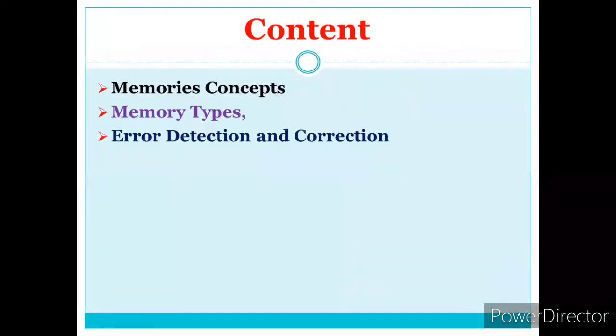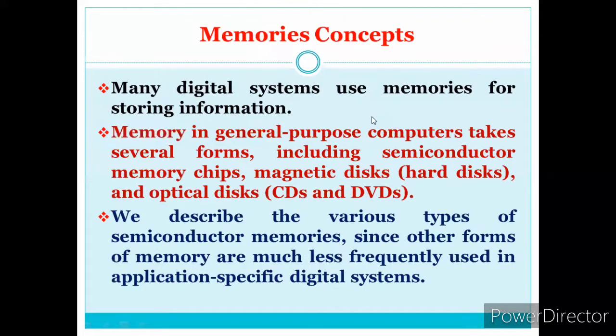So we have three important things: memory concepts, memory types, and error detection and correction. These are the three important things which we have. First, let us concentrate on the memory concepts. Let us see brief information on this particular memory concept. Many digital systems use memories for storing information.